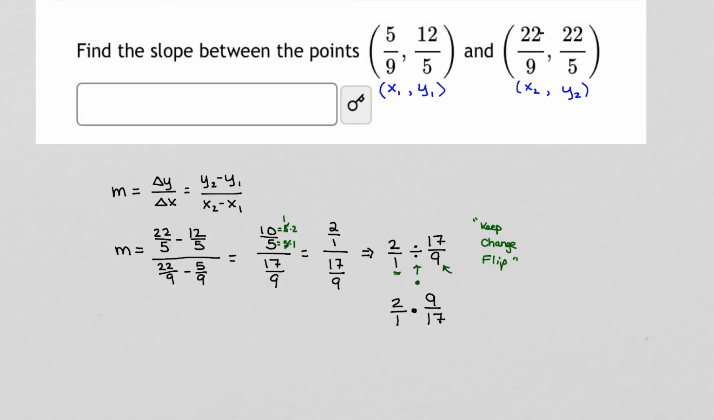We flip it over. We finish by multiplying, and remember, when you multiply fractions, you multiply straight across. So we're going to take 2 times 9, and that's going to give us 18. And then we're going to take 1 times 17, and that's going to give us 17. This does not reduce any further, and that tells me that the slope of the line through the points (5/9, 12/5) and (22/9, 22/5) is simply 18 over 17. Go up 18 units for every 17 we move horizontally.